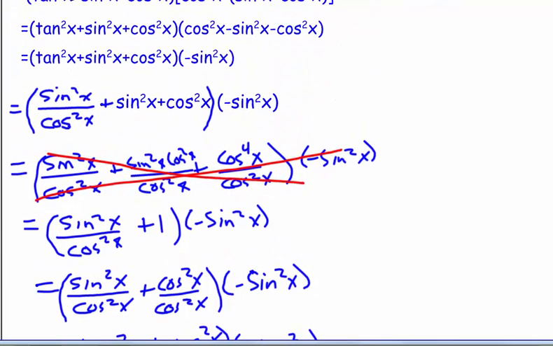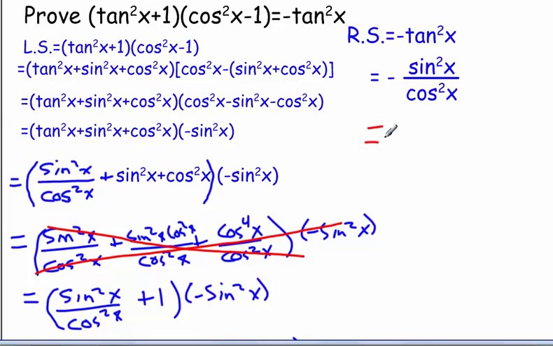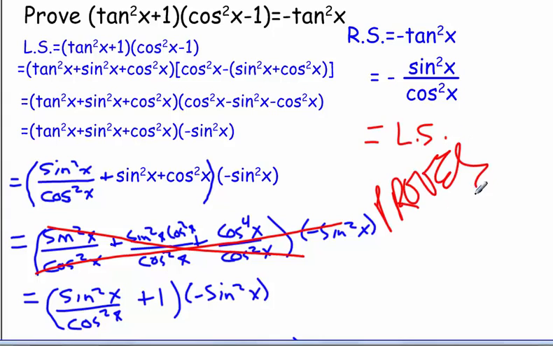Oh, and I didn't quite finish, of course. I have my right side is this, which, as we've seen a few times now, is the same as what we ended up with on the left side. And one last time, proven.